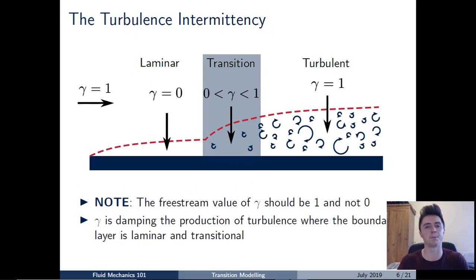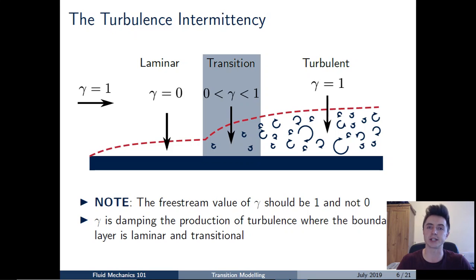So as a pictorial representation of this, if we think of our boundary layer developing over the flat plate or an aerofoil, in the boundary layer gamma will initially be 0, but then once the fluctuations begin in the transition region, gamma is going to be taking a value somewhere between 0 and 1, and then eventually gamma will saturate at a value of 1 where the boundary layer is fully turbulent.